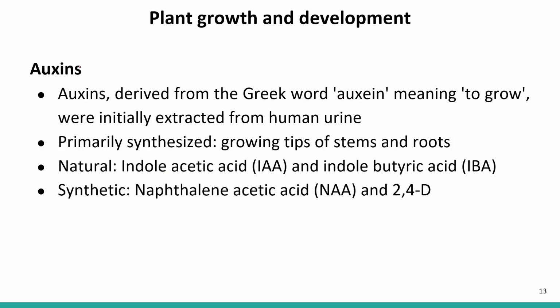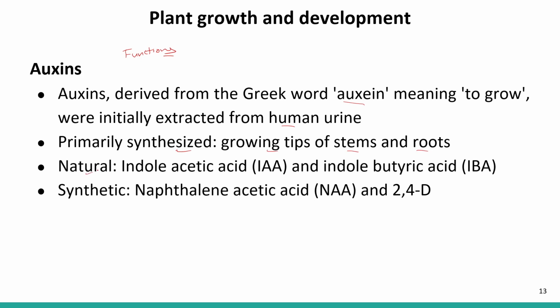Okay. Now let's talk about the functions of the phytohormones. We'll do it briefly. So auxin is derived from the word auxein, which means to grow. It was first extracted from human urine. It is primarily synthesized in the growing tips of stems and roots, meaning shoot apical and root apical meristem.